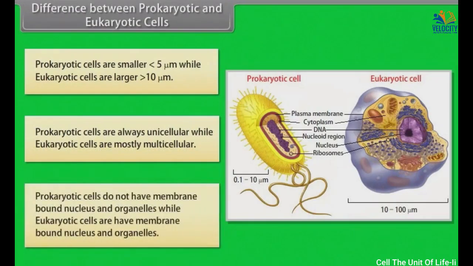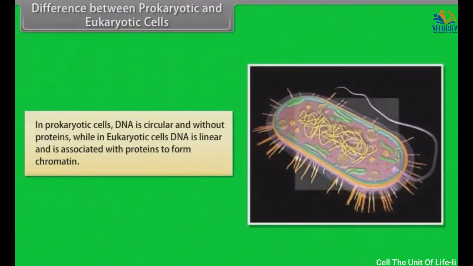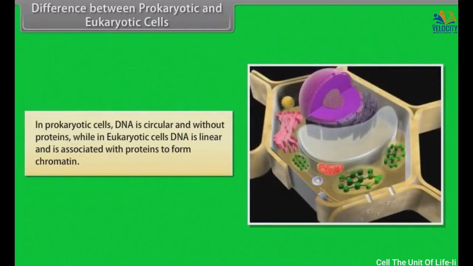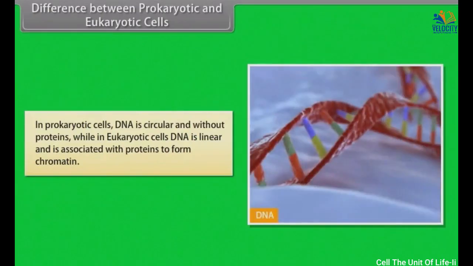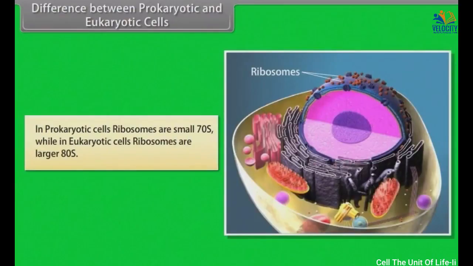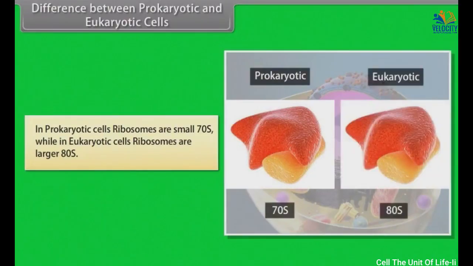Prokaryotic cells do not have a membrane-bound nucleus and organelles, while eukaryotic cells have a membrane-bound nucleus and organelles. In prokaryotic cells, DNA is circular and without proteins, while in eukaryotic cells, DNA is linear and is associated with proteins to form chromatin. In prokaryotic cells, ribosomes are small, 70S, while in eukaryotic cells, ribosomes are larger, 80S.